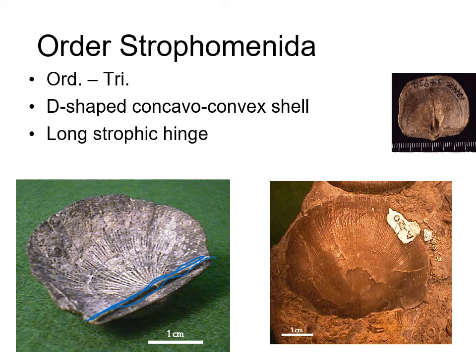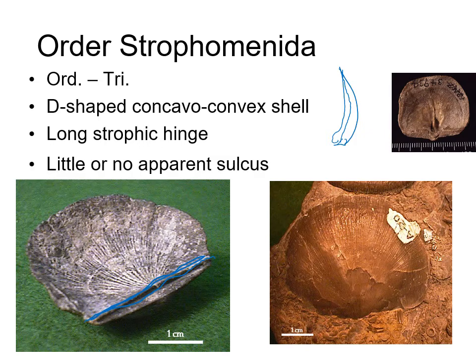If you look at these in cross-section, you've got your pedicular valve, and then inside of it essentially is your brachial valve, like that in cross-section. They also have very little or no apparent sulcus. A sulcus is occasionally on a brachiopod. You'll see a depression going down the center, parallel more or less to the plane of symmetry. But we don't really have much of that in the case of the strophomenids.